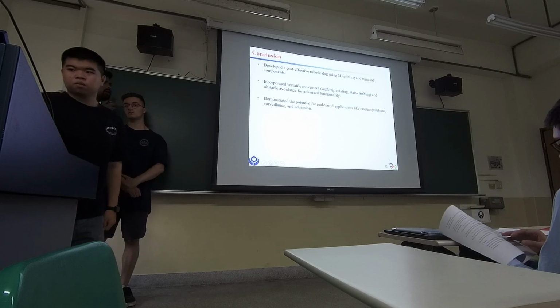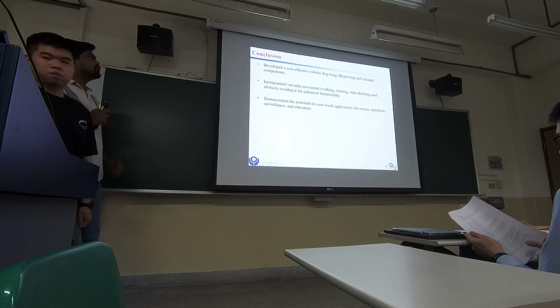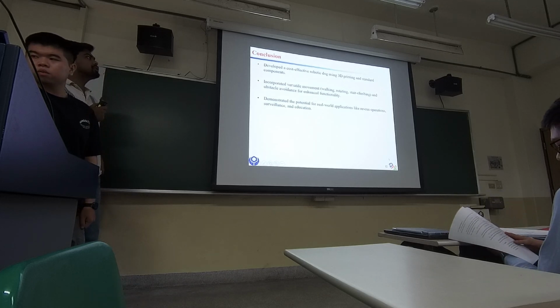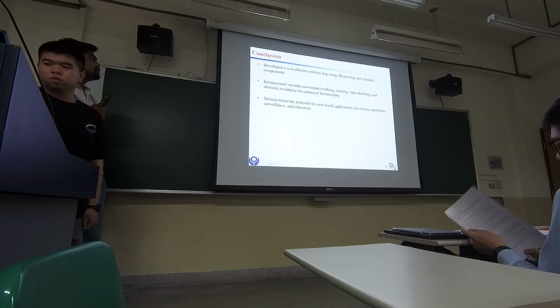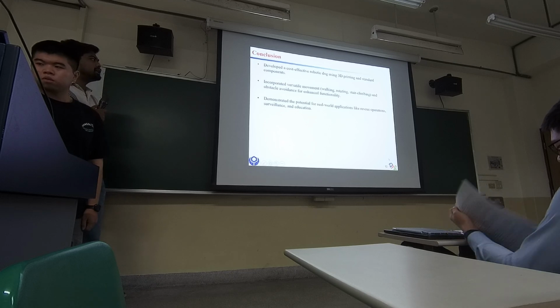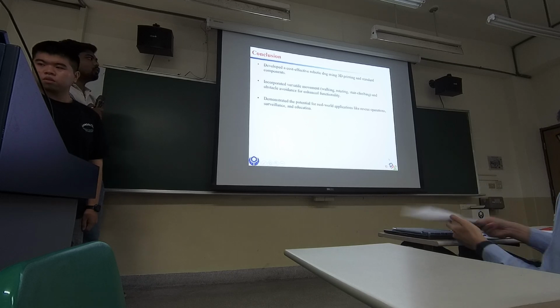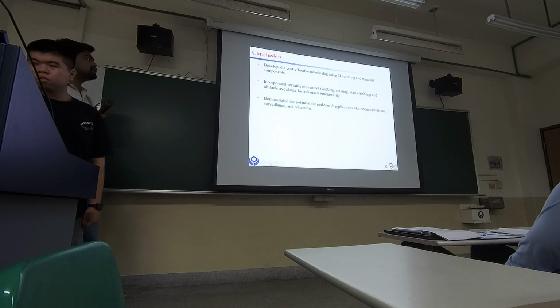This is the conclusion of our project. We aim to develop a cost-effective robotic dog using 3D printing and standard components. The second objective is to incorporate versatile movement like walking, rotating, stair climbing, and obstacle avoidance for enhanced functionality. The third is to demonstrate the potential for real-world applications like rescue operations, surveillance, and education.